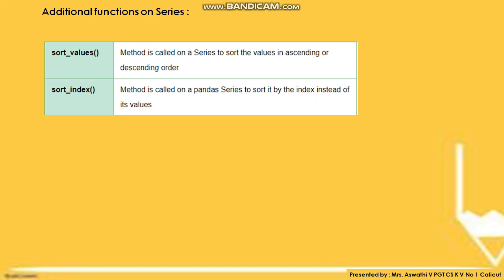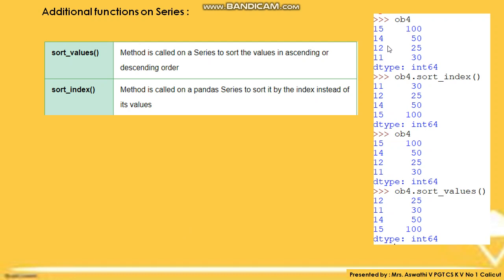Some more functions, it will be better if you learn these. That is sort values. Sort values is a method which will help you to sort the series according to the data. And sort index will help you to arrange the values based on the index. See the example, let OB4 be given like this. If you give sort index, you see it is sorted on the basis of index. Now the values also shifted. 1130 has come first, then 1225, according to the order of the index value.